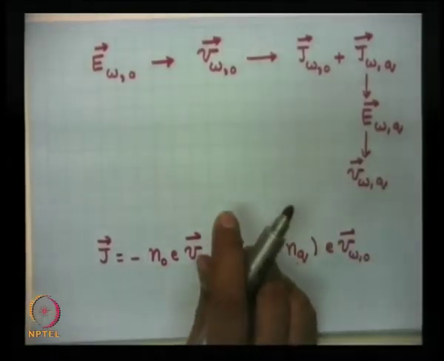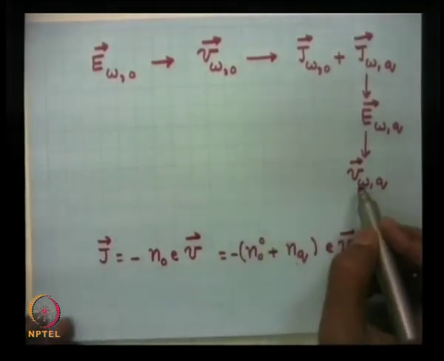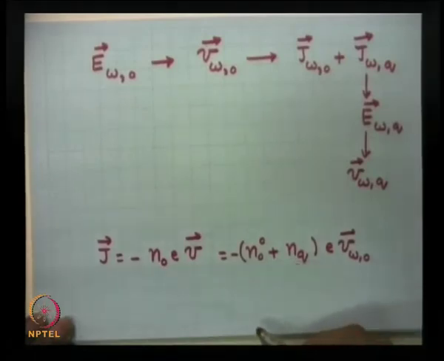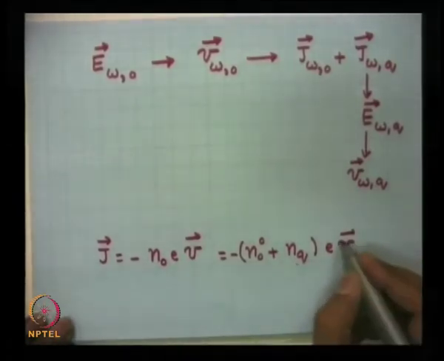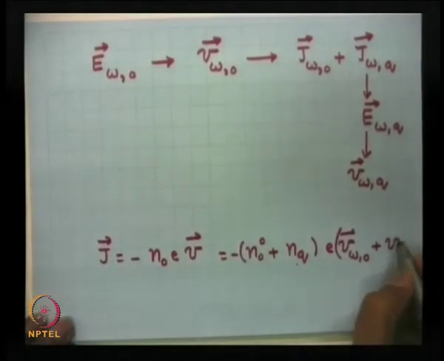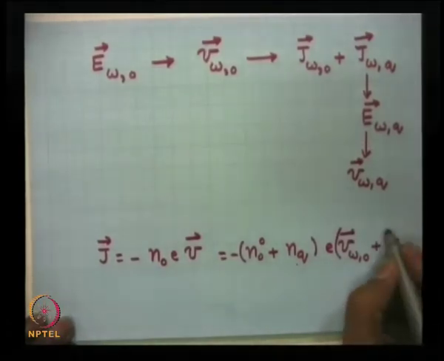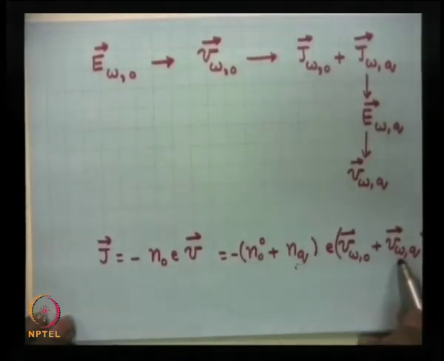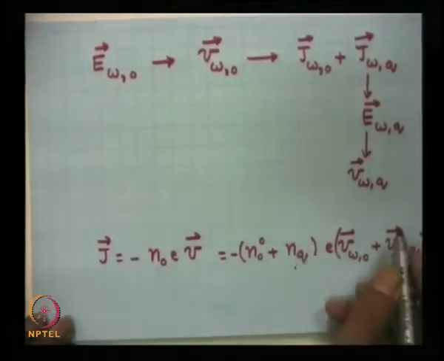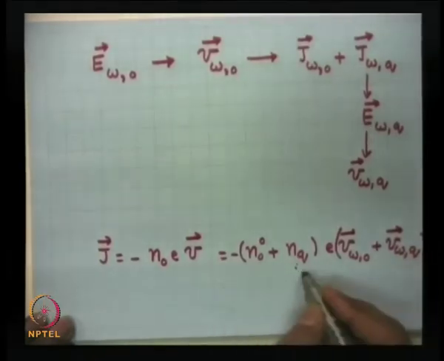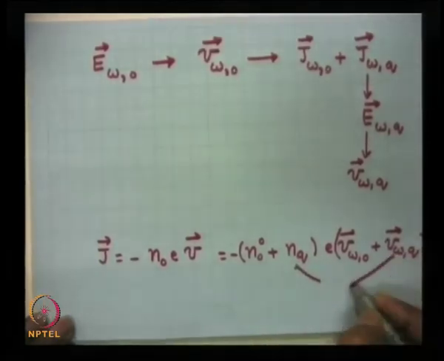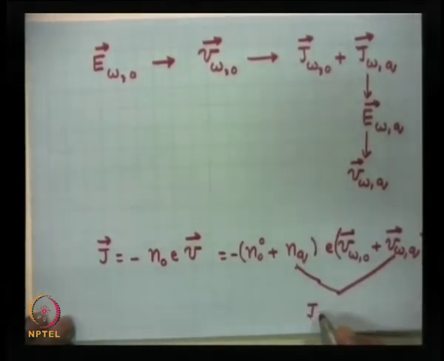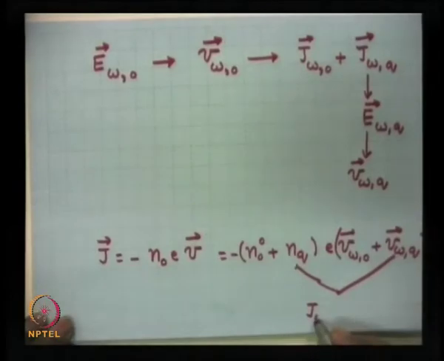So, what will happen? If I substitute this V omega q and multiply this by NQ, so this V omega 0 will actually now have an additional velocity V omega q. So, the product of this NQ with this V omega q, if you take the complex conjugate, it will give rise to, so this term and this term together will produce current at frequency omega and wave number 0.